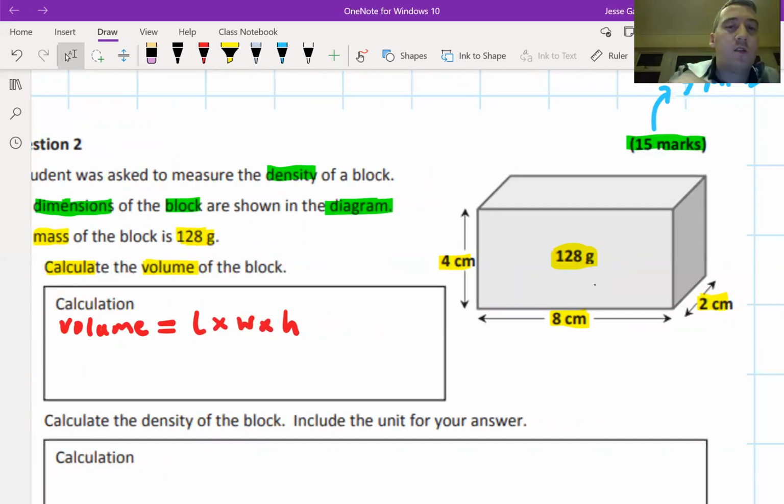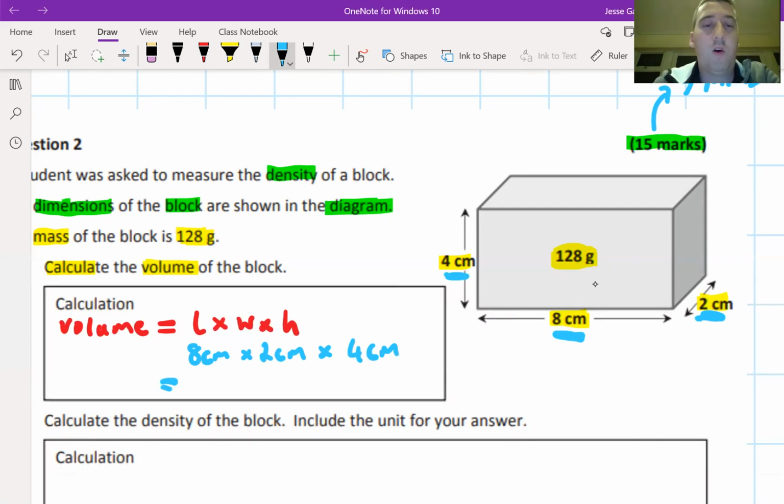Okay, so this is what we should have done. For the length, we should have subbed in 8 centimeters. The width, we should have subbed in 2 centimeters. And the height, we should have subbed in 4 centimeters. That's because that's the length, the width, and the height. And get your calculator out. If you didn't already do that, now that you know what you have to do, pause the video, get your calculator out, and finish off the sum.